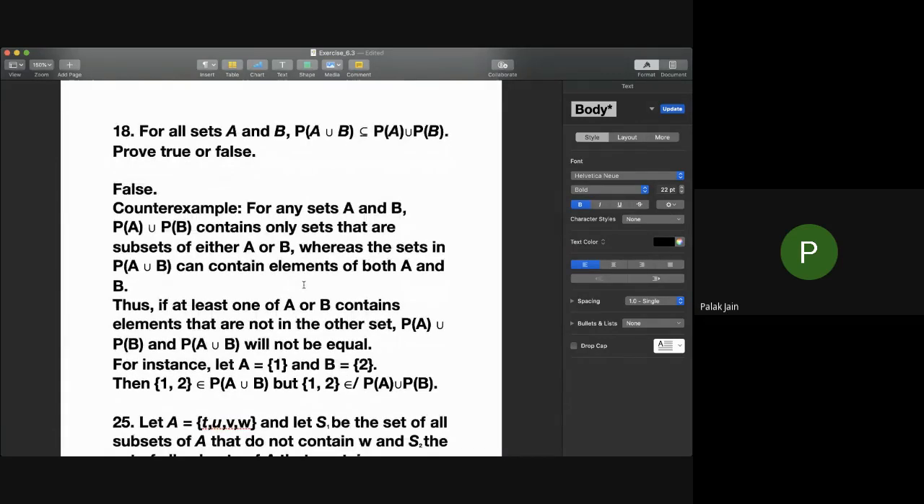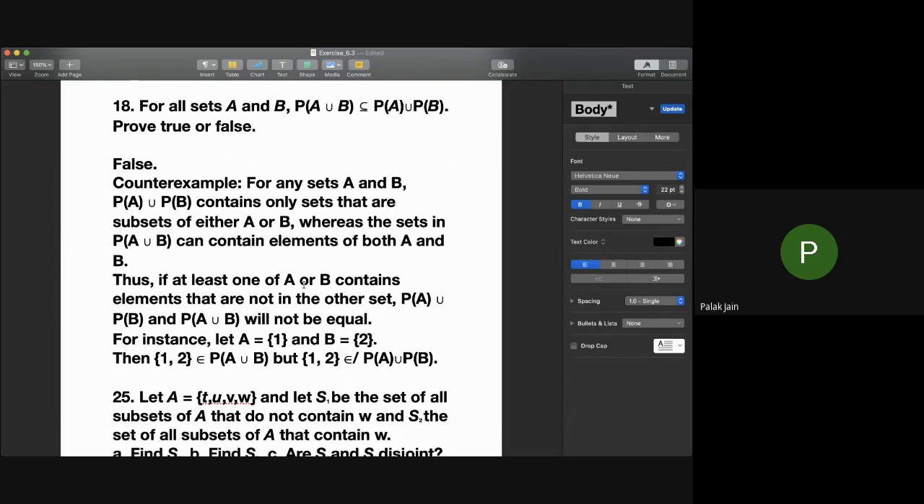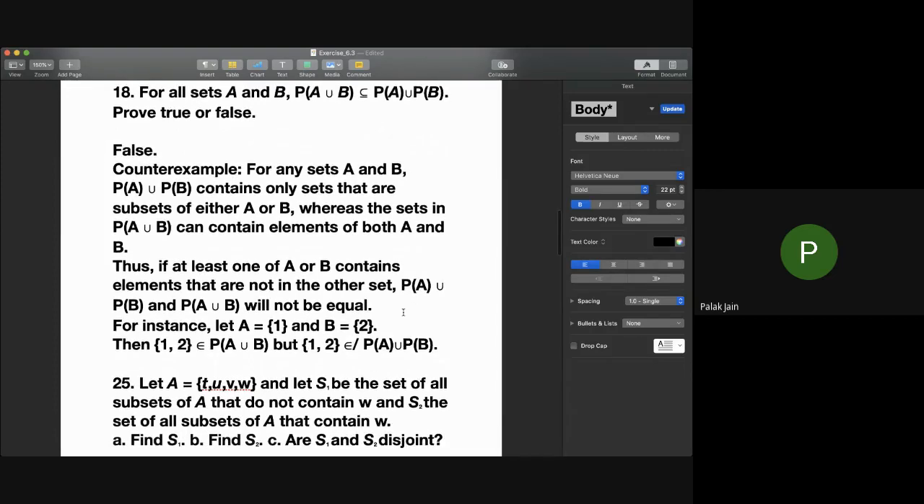For the sets A and B, the power set of A union the power set of B contains sets that are subsets of only A or only B. And the sets in the power set of A union B can contain elements of both A and B. So if at least one of A or B contains elements that are not in the other set, the power set of A union the power set of B and the power set of A union B will not be equal. And there's also an example here.